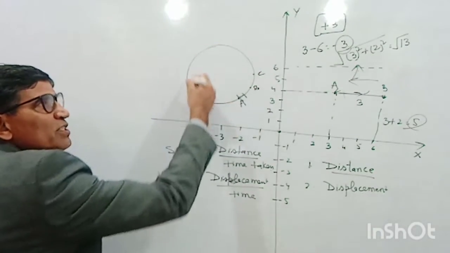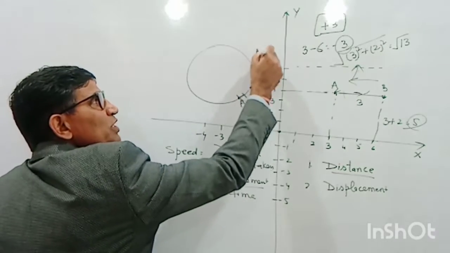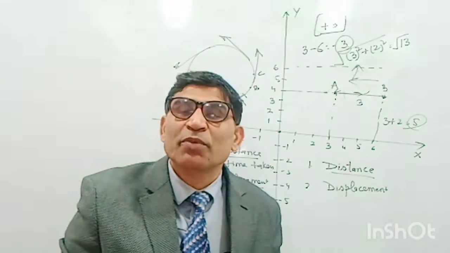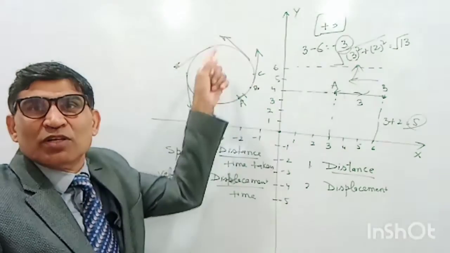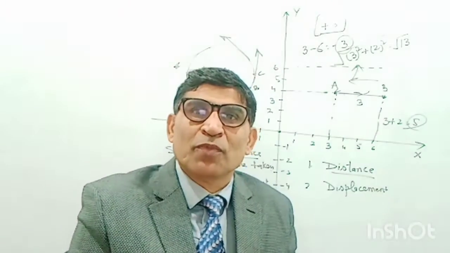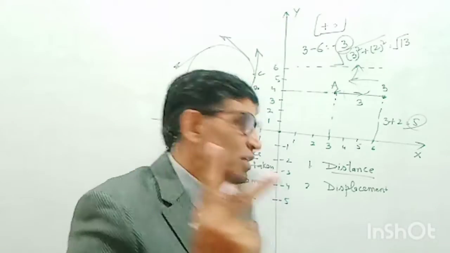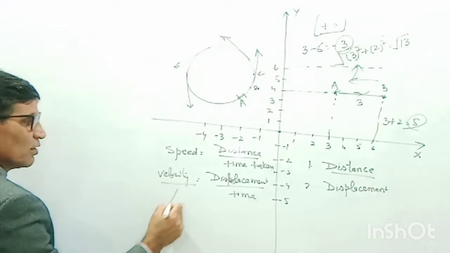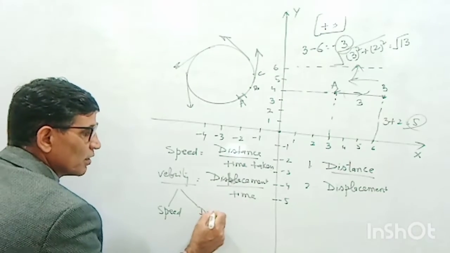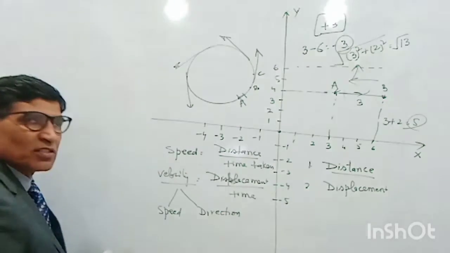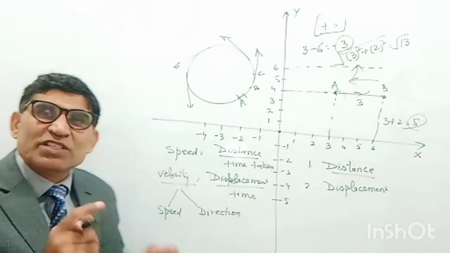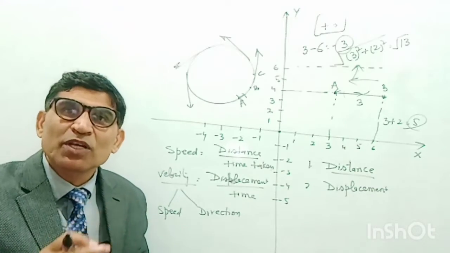If the body is moving in a circle, at every point the direction of motion is changing. So velocity can never be constant in circular motion because direction is changing. Now, when is velocity said to be constant? Velocity has two components. What are those two components? The first component is speed, and the second is direction. If either of these components is changing, either direction changes or speed changes, then we will say the velocity is changing. Velocity cannot be constant.